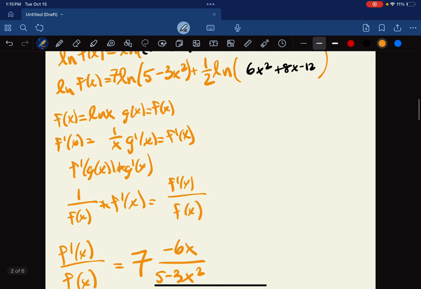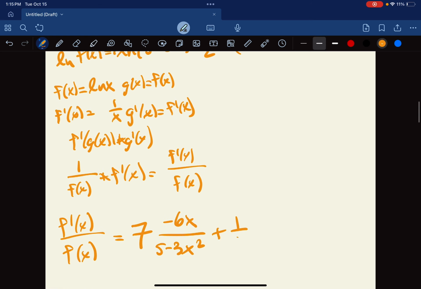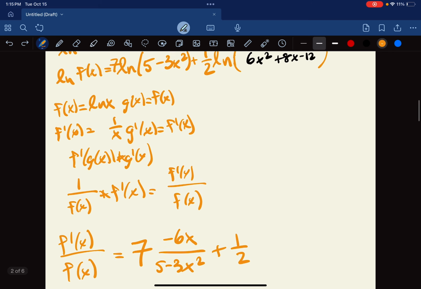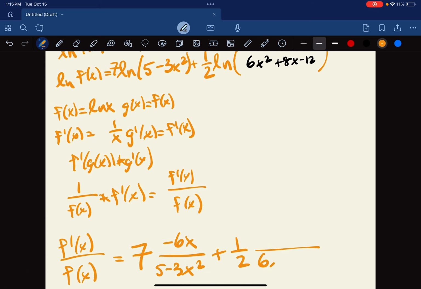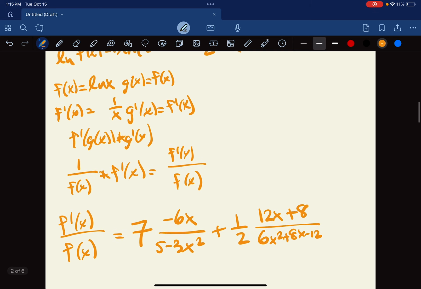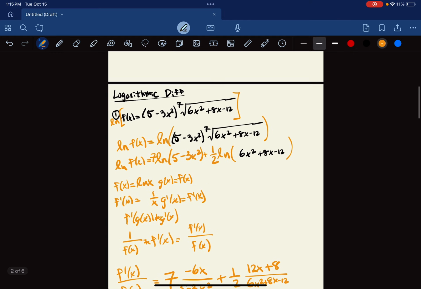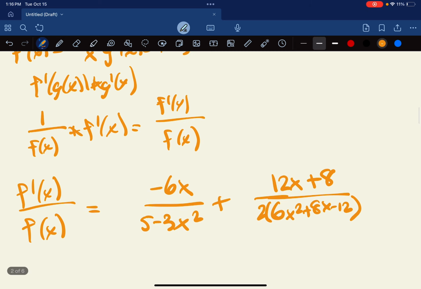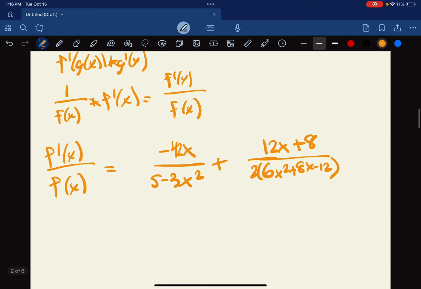So we have that. And then plus 1/2, and then 6x squared plus 8x minus 12 goes into the denominator, right? And then the derivative of that is going to be 12x plus 8. So that would be our derivative for those two terms. And we can simplify this. We could have a 2 out front, maybe something like this, and then rewrite this as negative 42. Something like that, simplify it a little bit, why not?